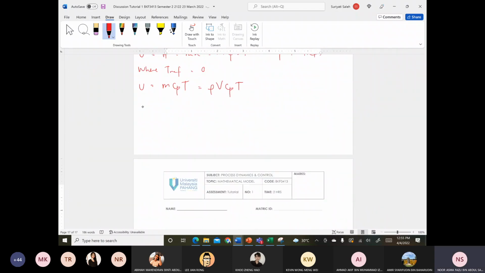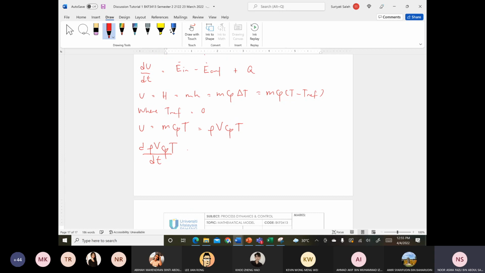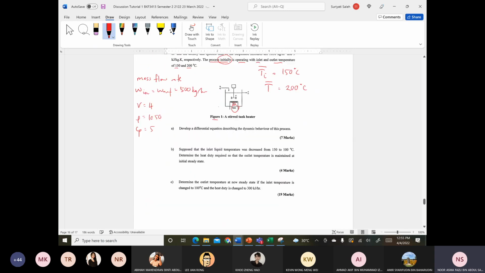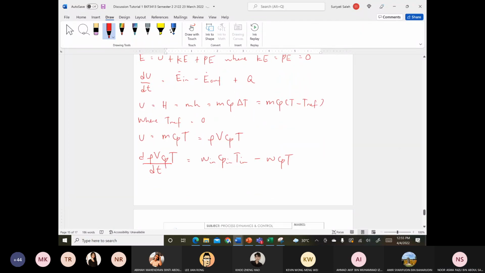So you get d(rho V Cp T) over dt equal to E in, based on this one, W in Cp in T in, minus W Cp T. So this will be based on your diagram. So this one is Ti, Wi, this one is Tw. So we have W in, Cp in, T in.